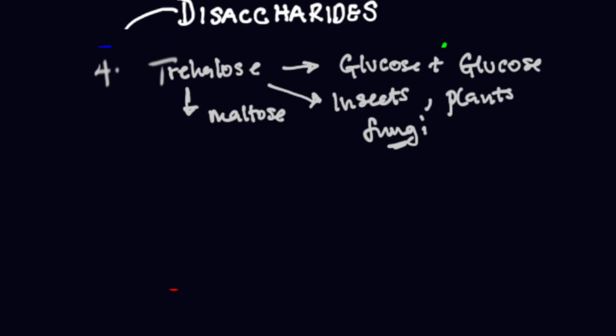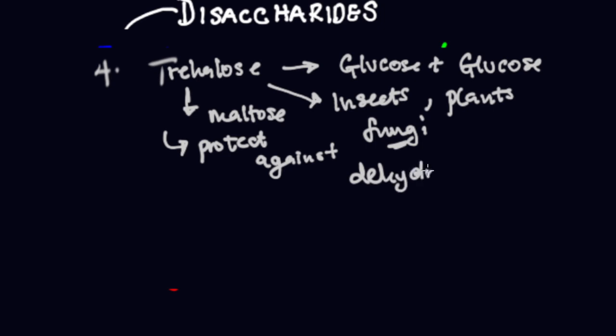And some insects and plants to some extent. Another function is that they protect against dehydration. That's just one thing about trehalose. Just know that they have structural resemblance to that of maltose, and they are found in some insects, fungi, and plants as energy storage. That's actually one of their functions.